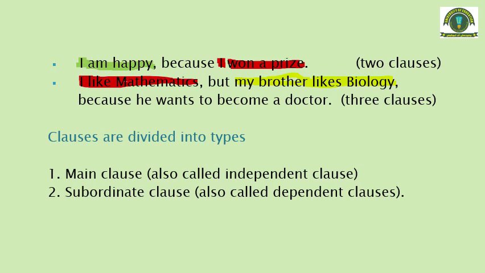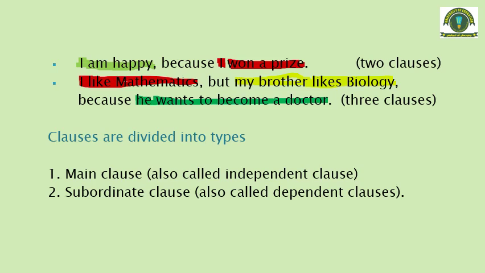We got another subject. Can you find that? Yeah. He. He is another subject. And this subject has a predicate as well. Wants to become a doctor. He wants to become a doctor. Good. So in this sentence we have one, two, and three clauses.